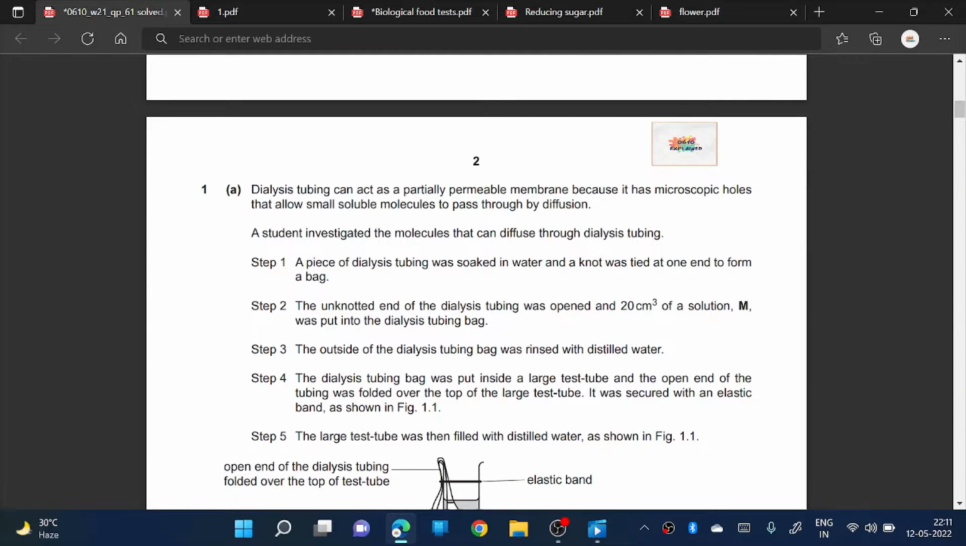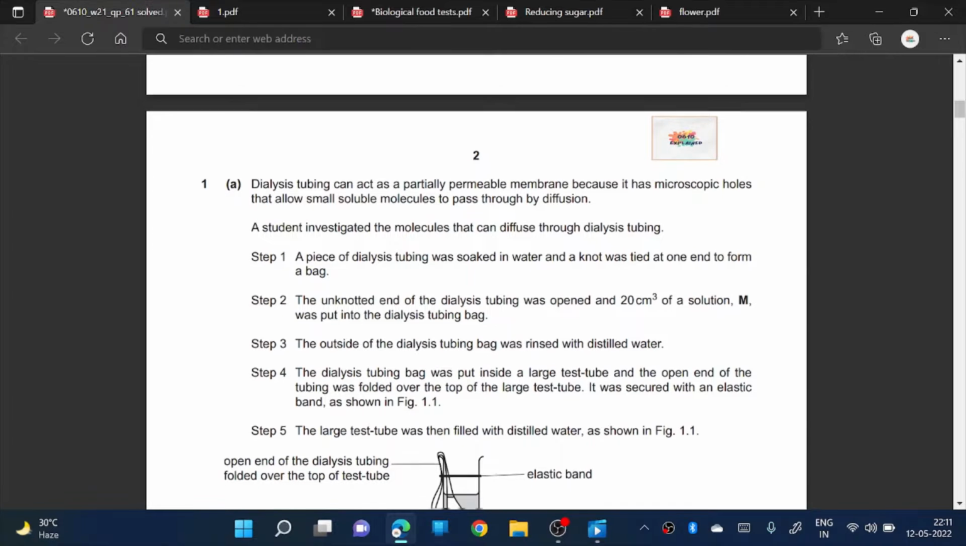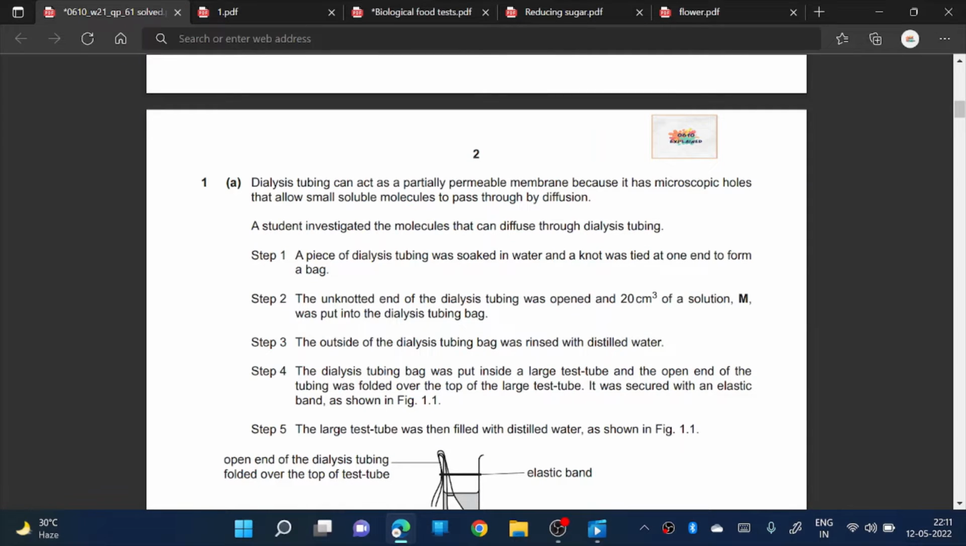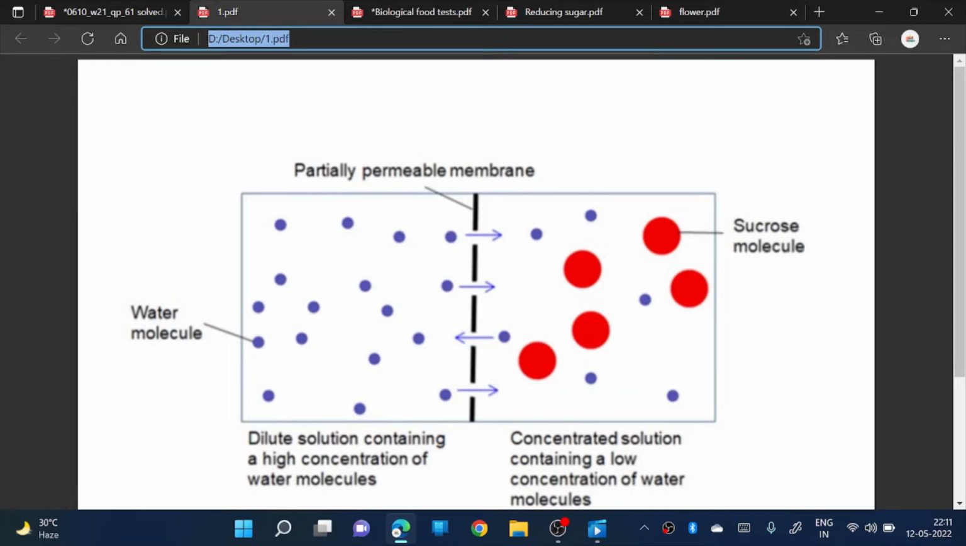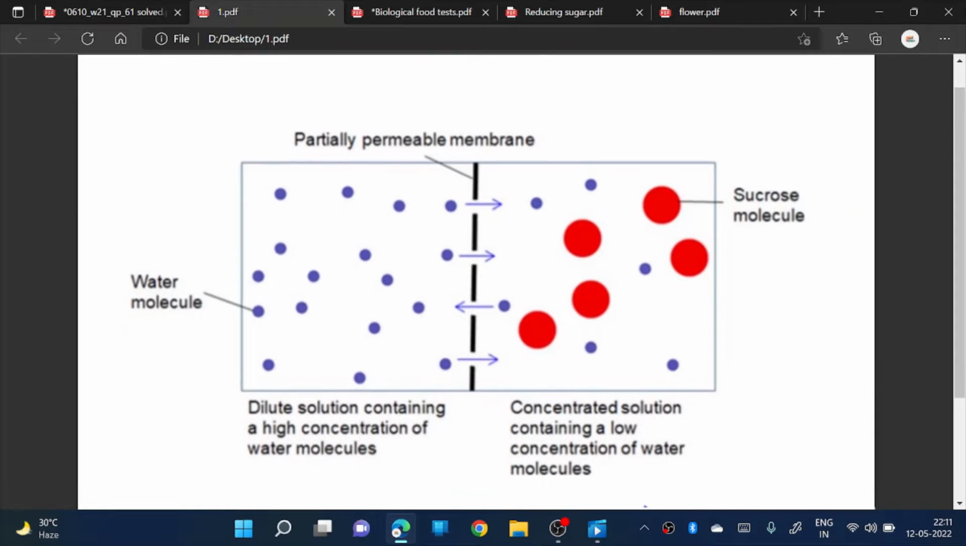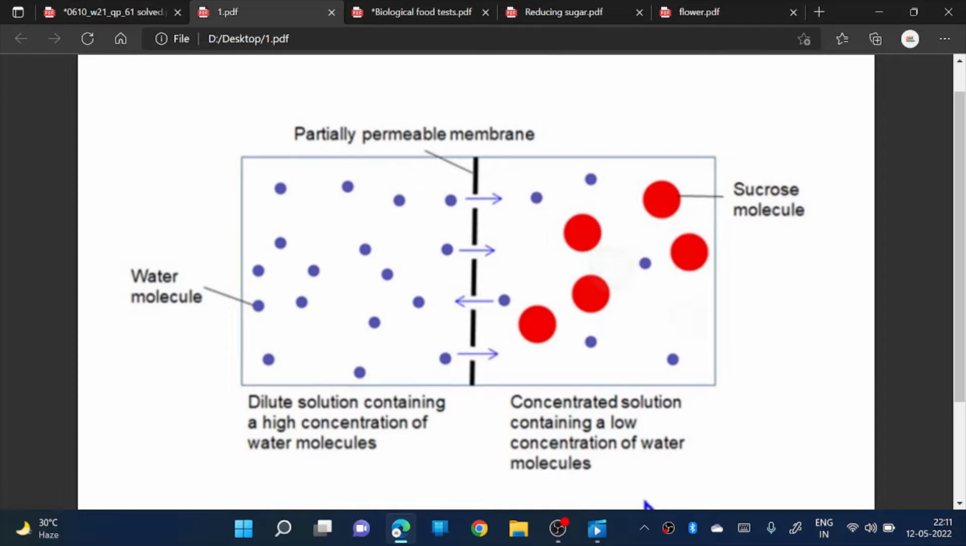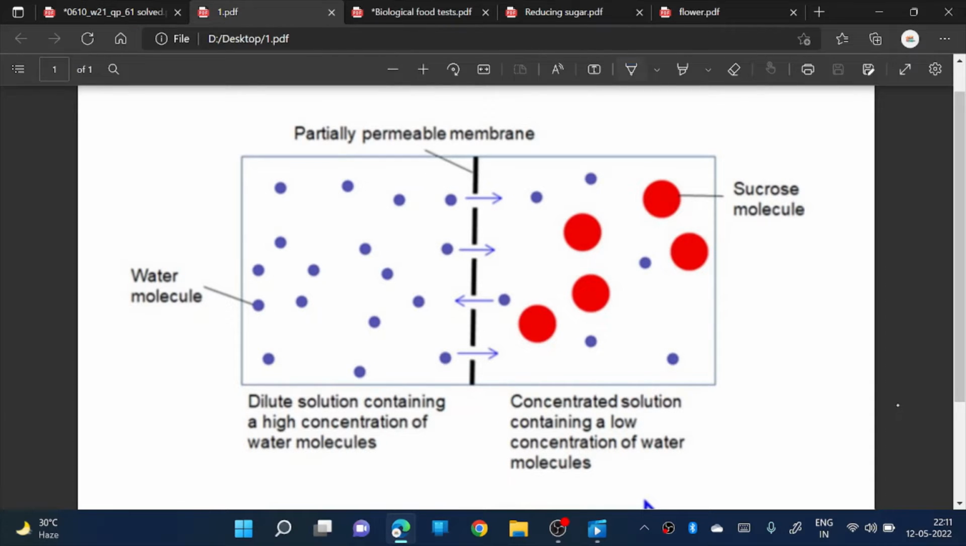It is a dialysis tubing that can act as a partially permeable membrane because it has microscopic holes. So, let me first explain what I understand by the term partially permeable membrane. This is a diagram presented over here to show you these pores that you can see on the screen, these are tiny pores.